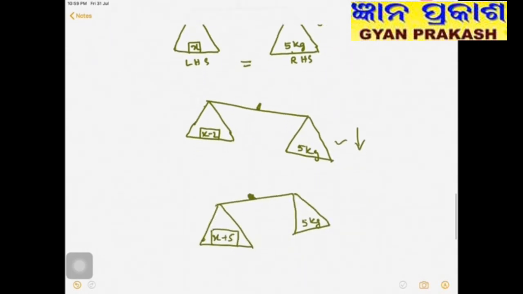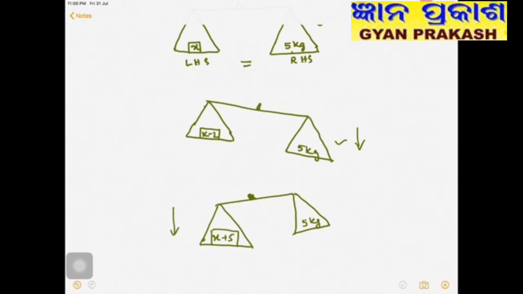And in the other case, you can see if I add 5 to x, this time this side became heavier, so it is going down, and the right side is fixed. In all three cases, I have taken 5 kg, 5 kg, 5 kg. When it was x, it was balanced, and when I subtracted something from the left pan, the right side goes down, and when I add something to the left pan, then the left side goes down.